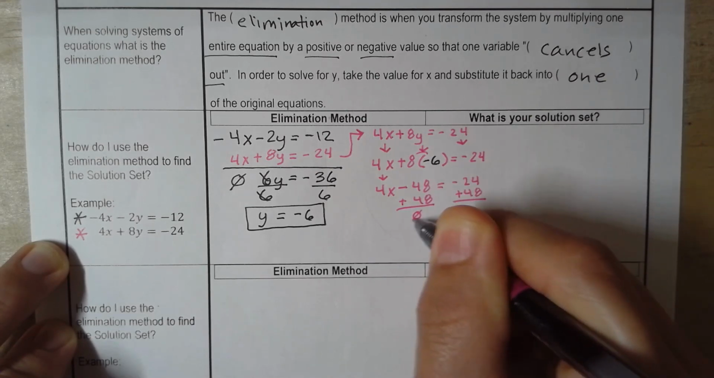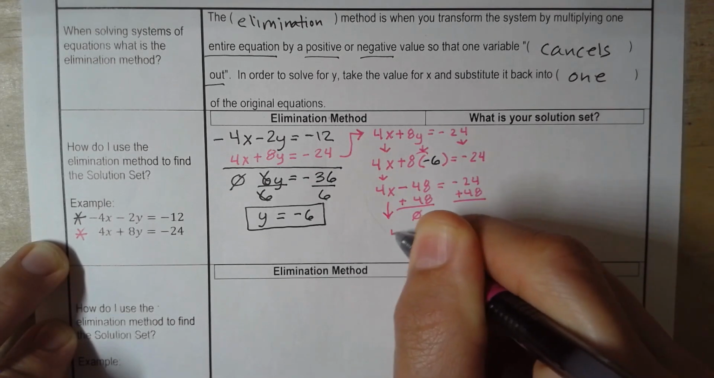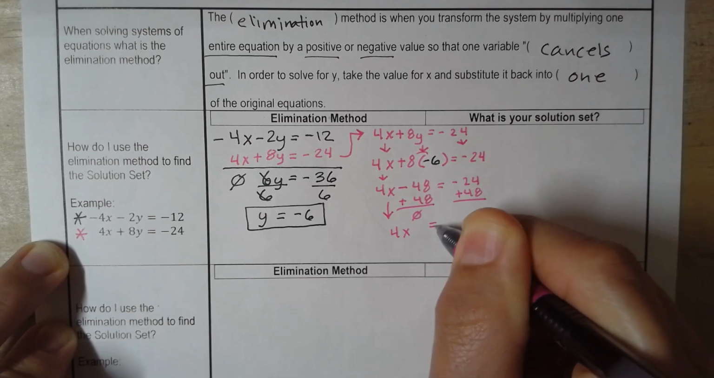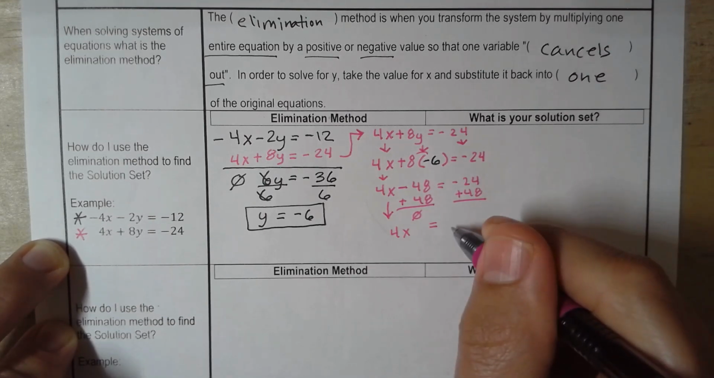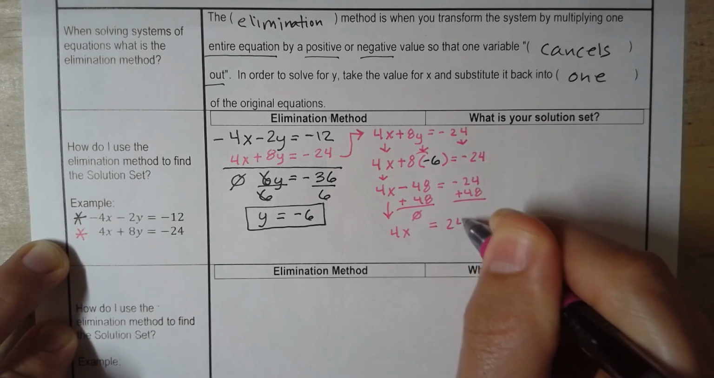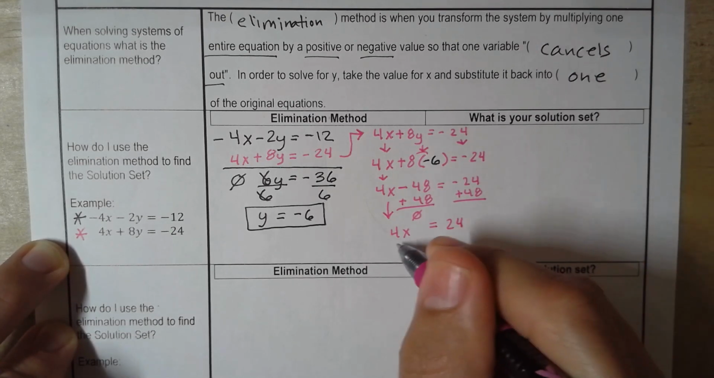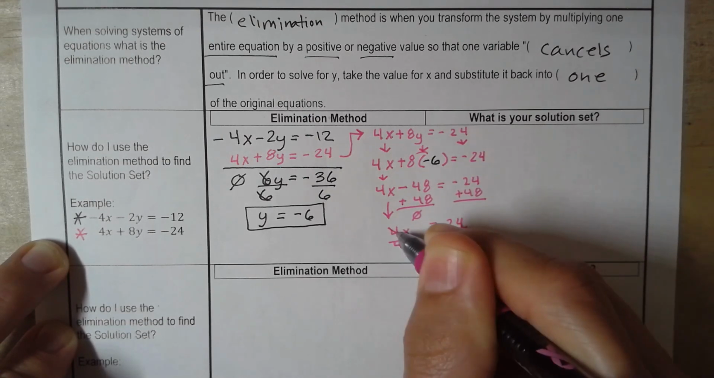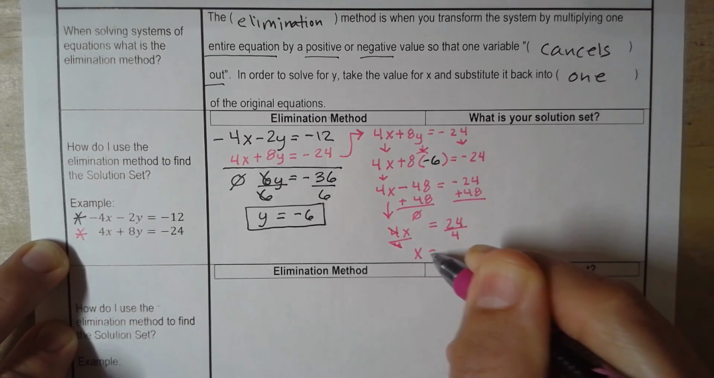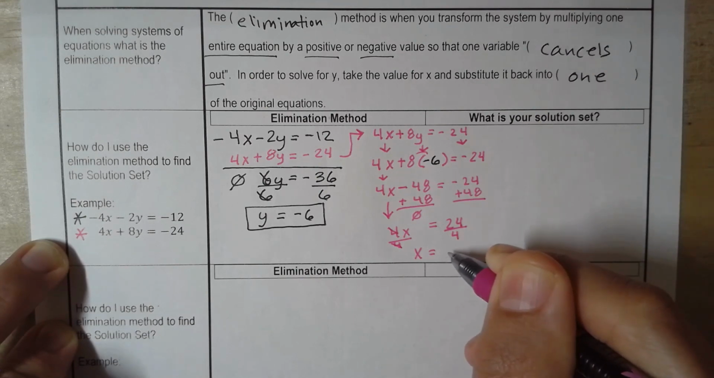This becomes 0. Bring down 4x. And that's equal to negative 24 plus 28. That's going to give me a positive 24. And then I'll go ahead and divide out by 4, my coefficient of x, so it's isolated, and I end up with x is equal to positive 6.